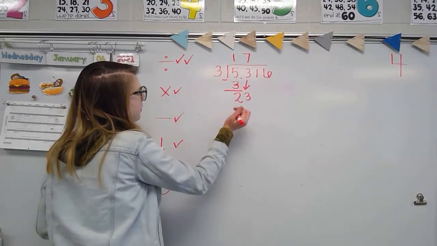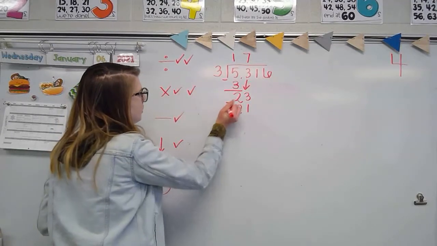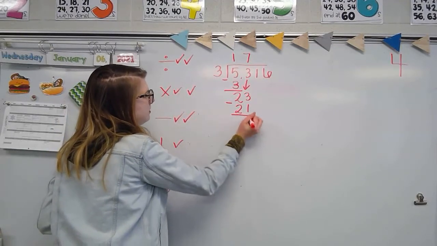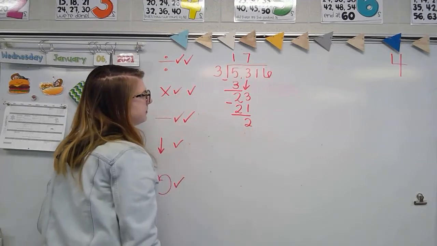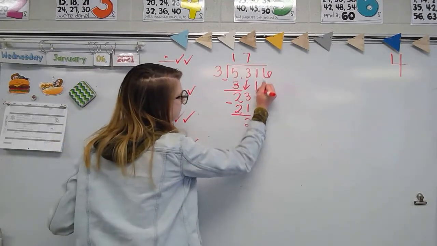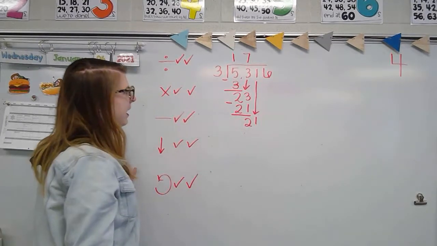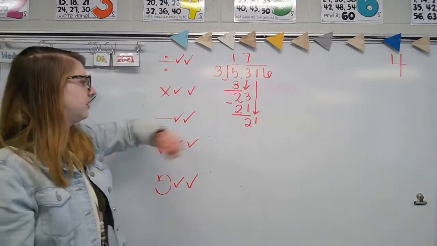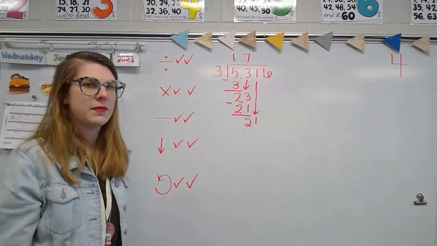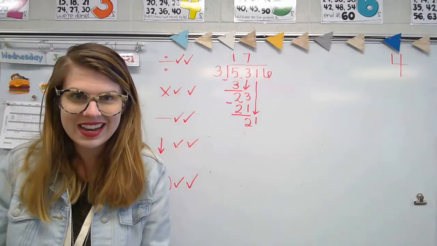7 times 3 is 21. 23 minus 21 is 2. Then I've got to bring it on down. And bring it on back. Back to our division. 21 divided by 3. I actually know this math fact because I just did it.